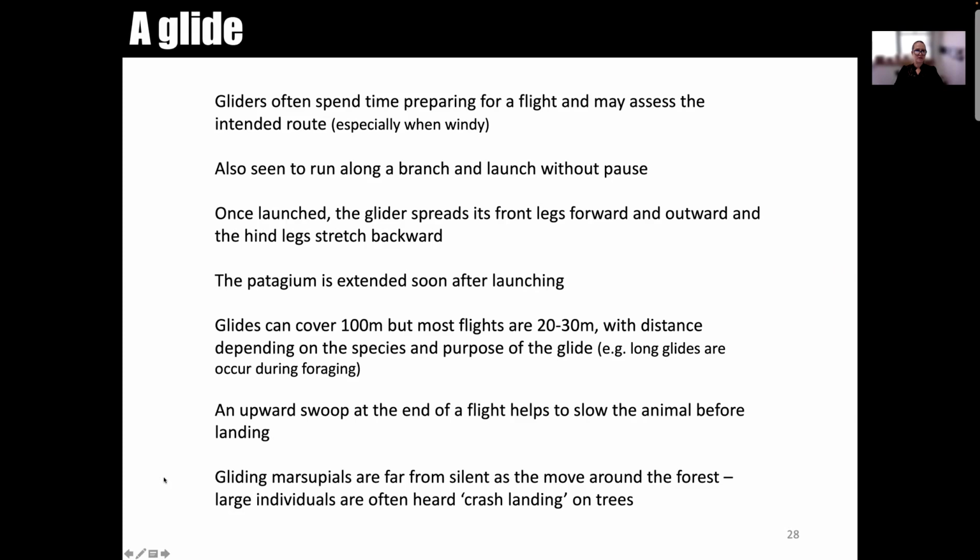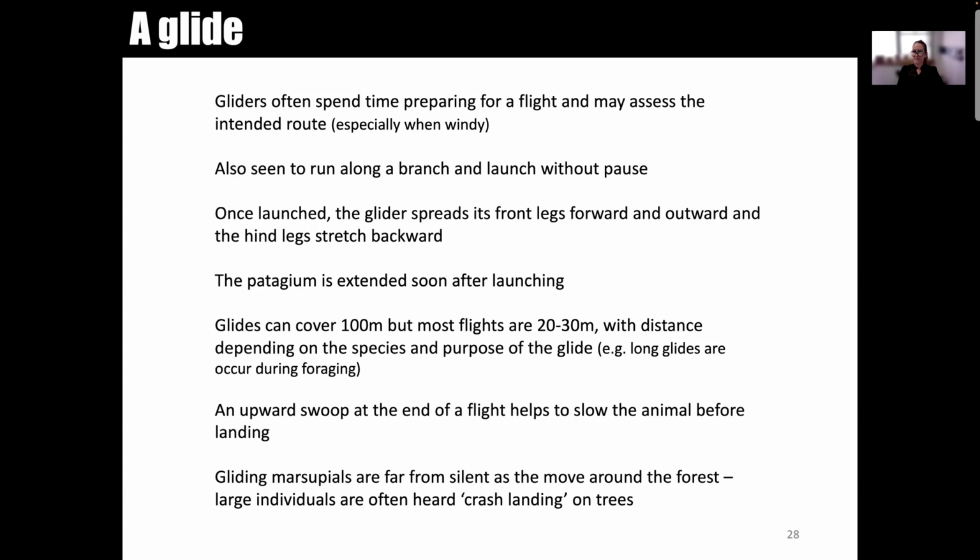So what's involved in a glide? Gliders will first off often spend time preparing for a flight and may assess the intended route. And this may especially be the case when it's windy. However, they're also seen to run along a branch and launch without pause or hesitation. So it may depend on their strategy for assessing a glide, may depend on how familiar they are with their environment. Once launched, the glider will spread its front legs forward and outward, and then the hind legs will stretch backwards. The patagium is extended soon after launching to guide that glide.